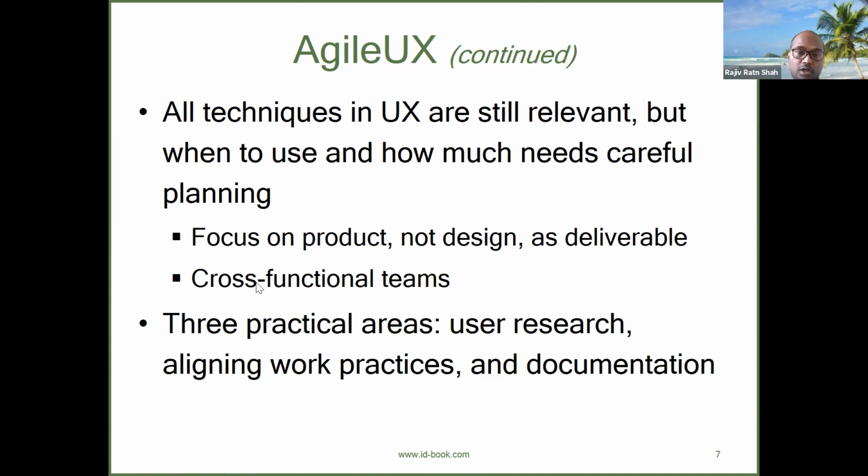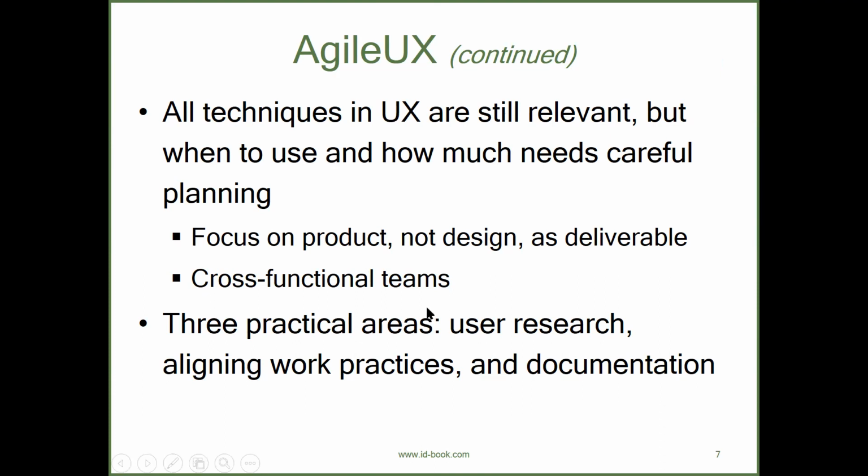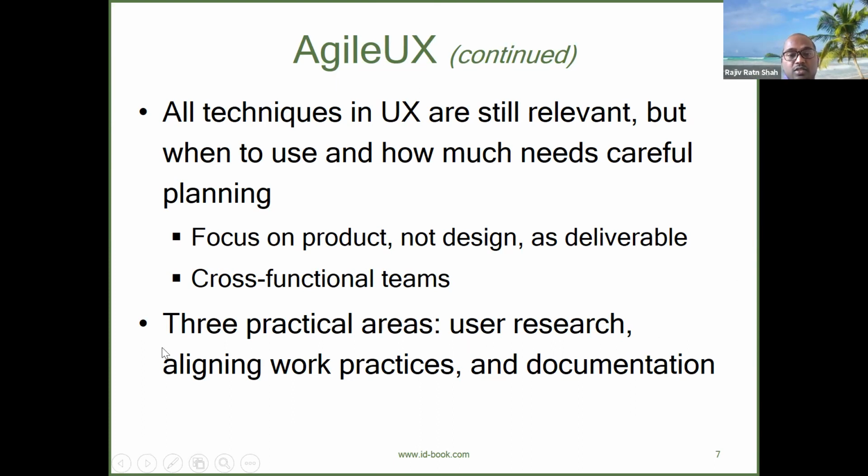You also need to consider the cross-functional team, because you have people from different teams. Some people are probably focusing on the user experience side, or you can say more on the design side. Some people are focusing on the development side. So there are three practical areas in Agile UX. One is user research, another is aligning work practices, and finally the documentation. So we are going to discuss these three.